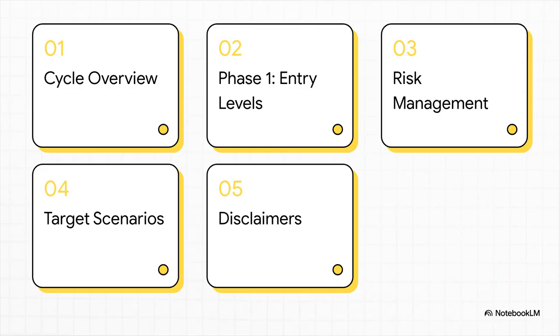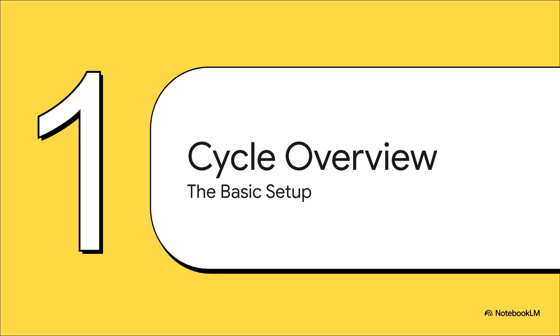Okay, so here's our game plan. We'll start with a quick cycle overview, then we'll look at the Phase 1 entry levels, dive into the risk management parameters, check out some potential target scenarios, and finally we'll wrap up with the mandatory disclaimers. Pretty straightforward. All right, first up, the cycle overview. Let's get the lay of the land for this analysis.